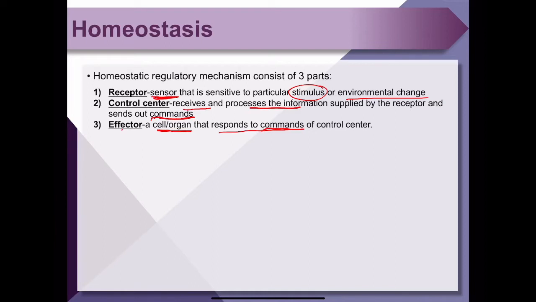So don't mistake receptor and effector. I will ask these kinds of questions on the exam in terms of identifying homeostatic regulatory mechanism parts, because it is a major concept when we talk about homeostasis: what is the receptor, what is your control center, and what are the effector tissues doing.